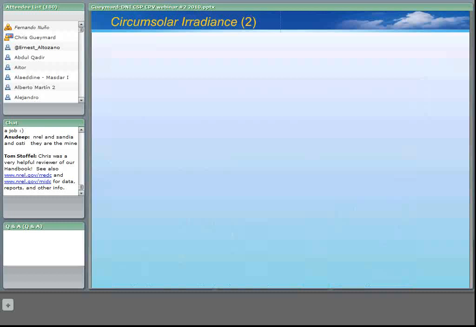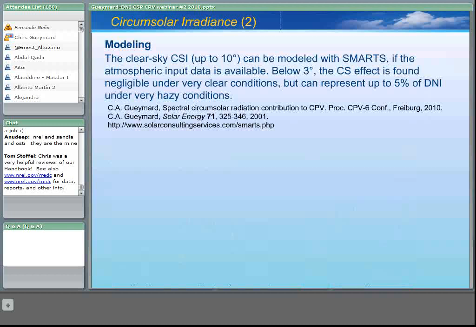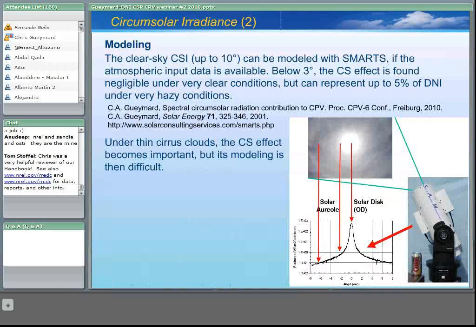So can we do some modeling? Yes, actually, the clear sky circumsolar irradiance up to 10 degrees from the sun center can be modeled with SMARTS if the atmospheric input data is available. Now, below 3 degrees from the sun center, it has been found that the circumsolar effect is negligible under very clear conditions. But it can also represent up to 5% of DNI under very hazy conditions, like what you would get in India or China. Now, under thin cirrus clouds, the circumsolar effect becomes important. And this is one such picture where we see very thin cirrus clouds around the sun in a very bright circumsolar area here. And in that case, it's difficult to model, actually.